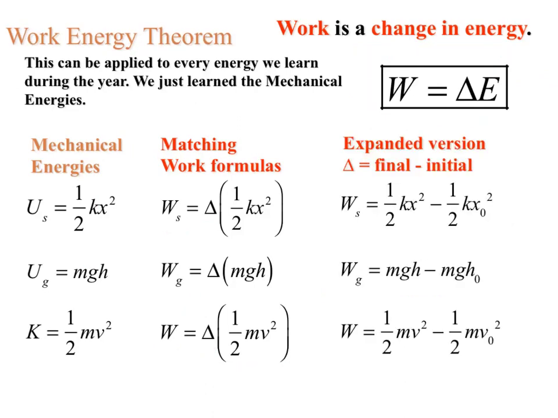Now remember that delta does mean final minus initial, so when I write that out completely, our energy at one stretch length minus our energy at our initial stretch length, or our energy at some height minus the energy at our initial height, or our final kinetic energy minus our initial kinetic energy.